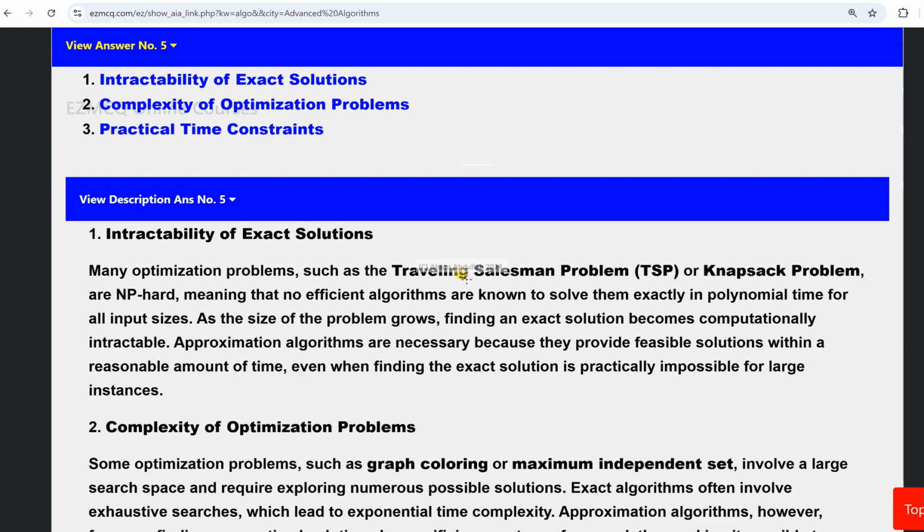For example, the traveling salesman problem or the traveling salesperson problem, or the knapsack problem, they're NP hard problems, which means that there are no efficient algorithms which can work on real problems. And as the problem size grows, it becomes computationally very prohibitive, and it is not tractable to solve those problems. Even for problem sizes of 20, 30, 40, which is small, it becomes intractable. And of course, finding the exact solution is practically impossible for large instances. So we are kind of stuck here.